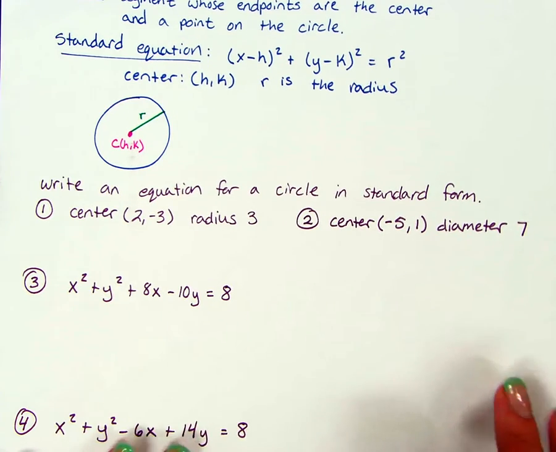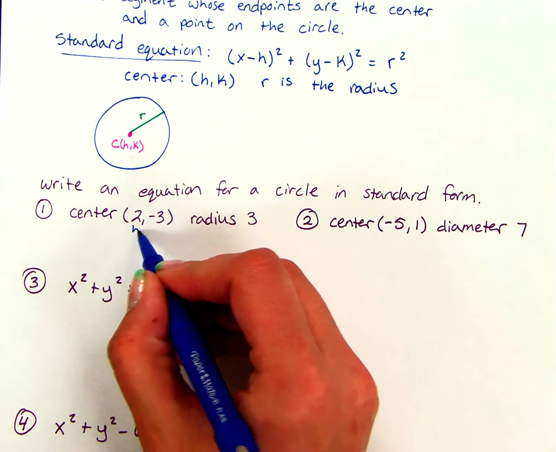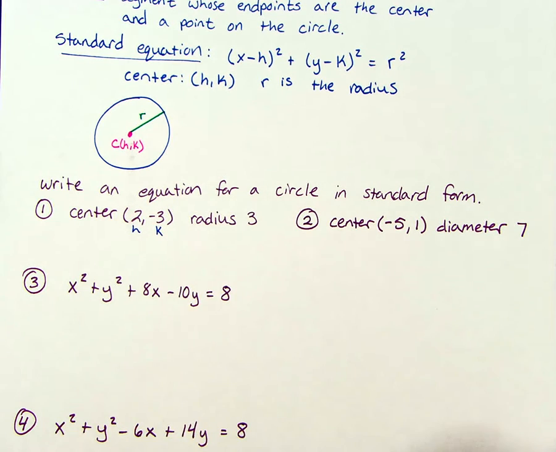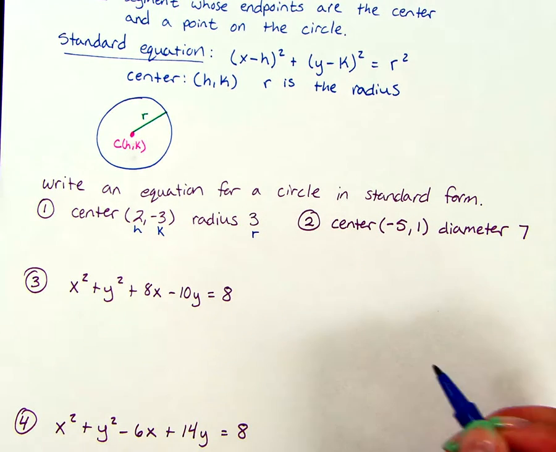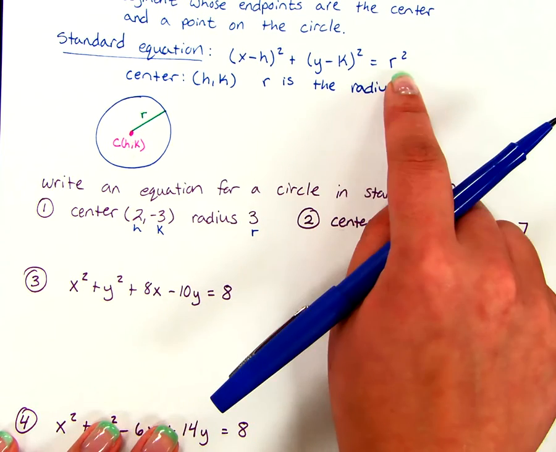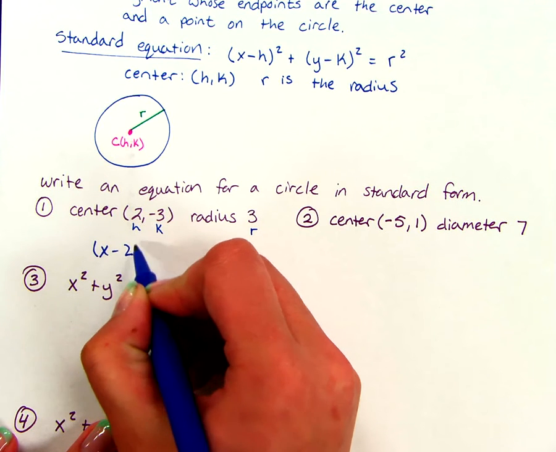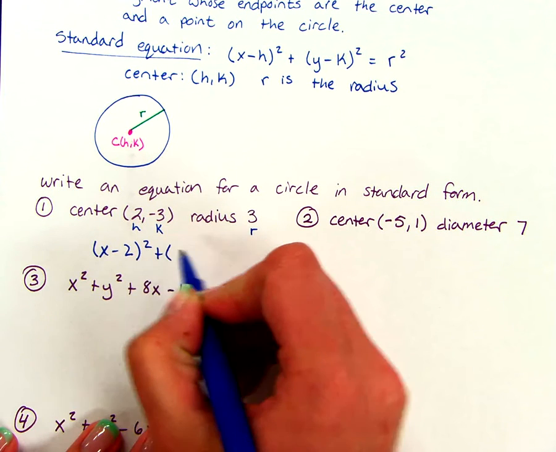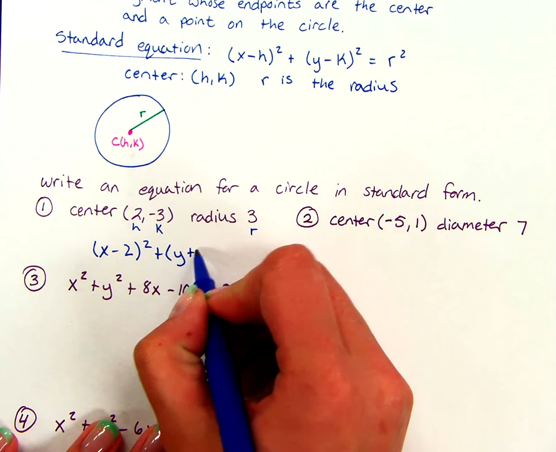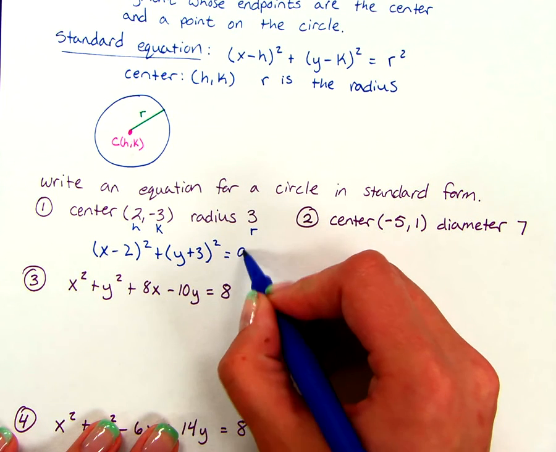If we have to write an equation for a circle in standard form, we just identify h and k, and then we need the radius. So h is 2, k is -3, and we have our radius given to us. We're just substituting these three numbers into this equation. So we will have (x - 2)^2 + (y - (-3))^2, so plus 3, squared, equals r squared. So 3 squared would be 9.